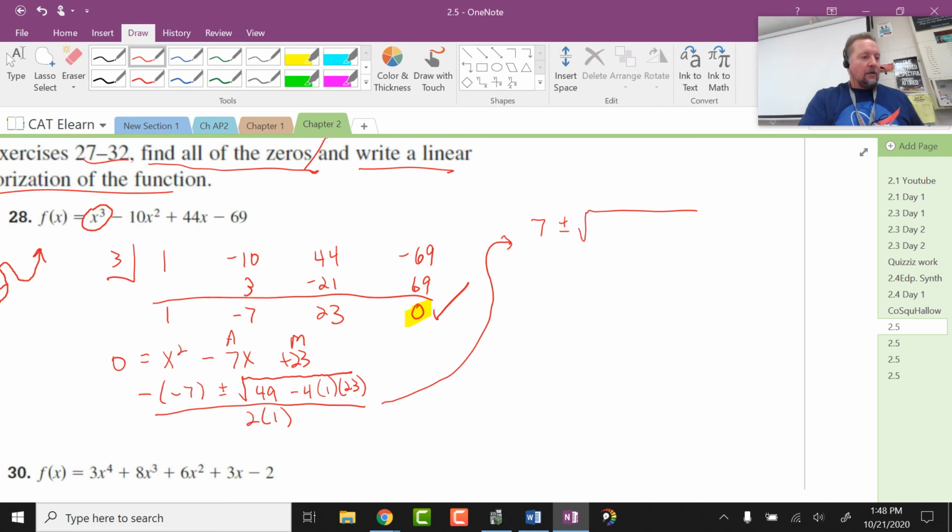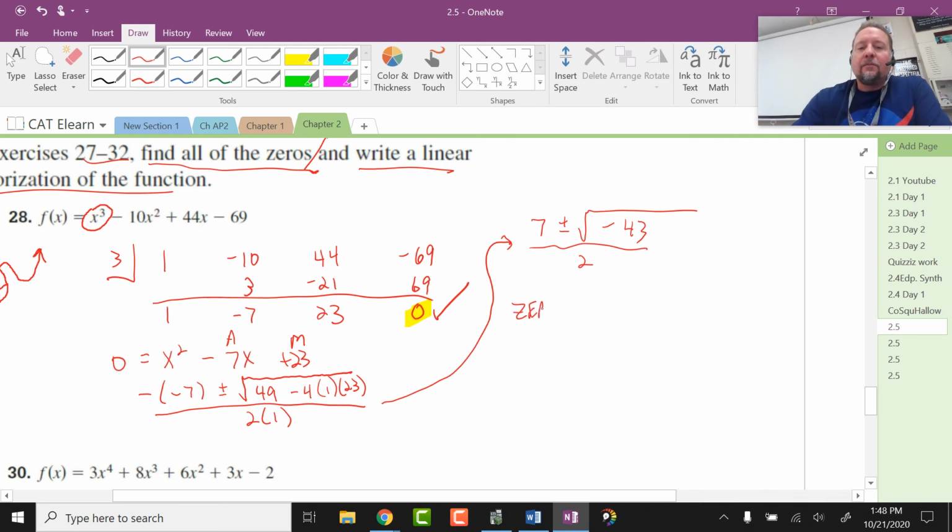That's reality. Okay, so 49, I don't feel like calculating, minus 4 times 23, meaning I'm pushing it on my calculator here. Oh, that's nice. The reason that's nice is I know 43 is a prime number. But what you have to do is this.